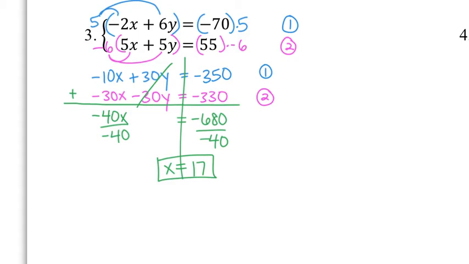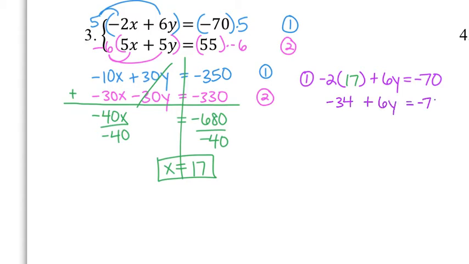All right, so let's go ahead and pick one of the original equations, doesn't matter which. I'll pick equation number 1, and I'm going to solve for y. So it says negative 2 times my x, which I just solved for, so I know that's positive 17, plus 6y is equal to negative 70, and I just need to finish solving. I need to isolate the 6y term, so I need to get rid of this, but I have to figure out what that is first. Grab a calculator. It's negative 34 plus 6y equals negative 70.